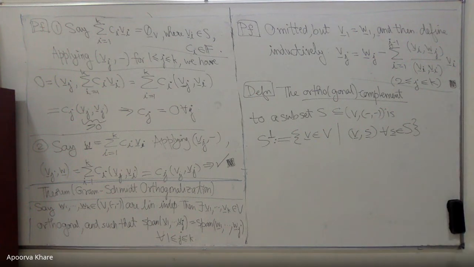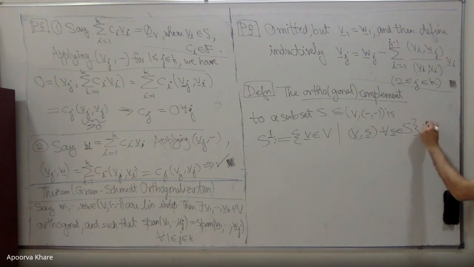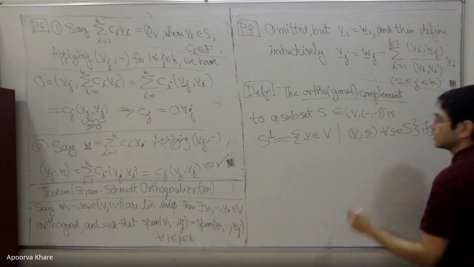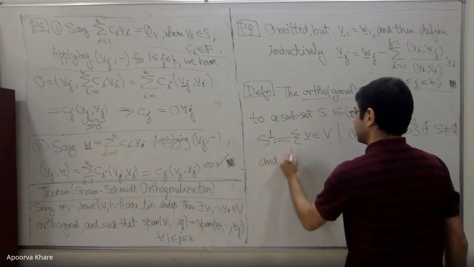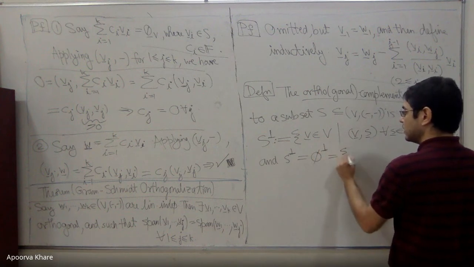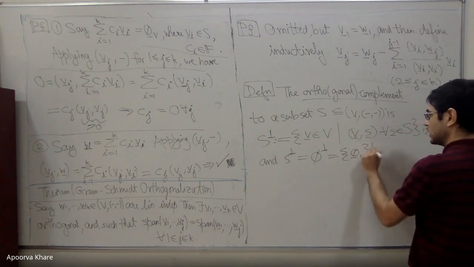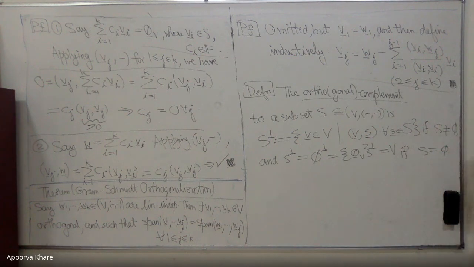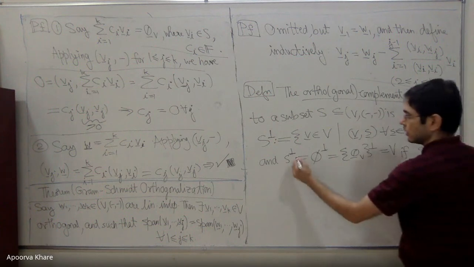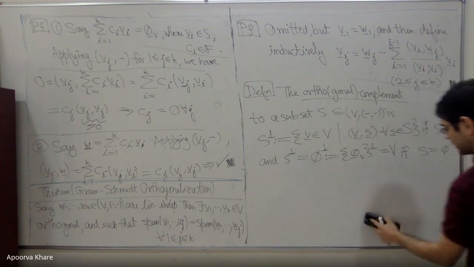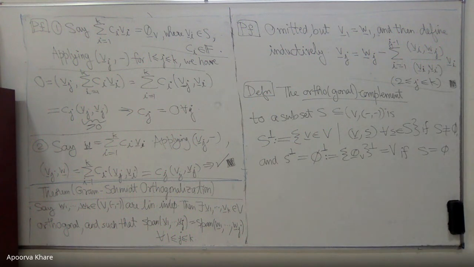This works as long as S is non-empty, right? Obviously. If S is empty, I just look at the vector space of 0, which is all of V. Okay, so that's just the definition. It's just a vector space. It's something that's perpendicular to everything.